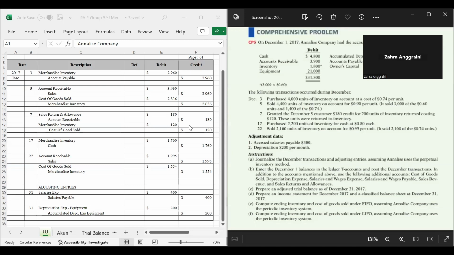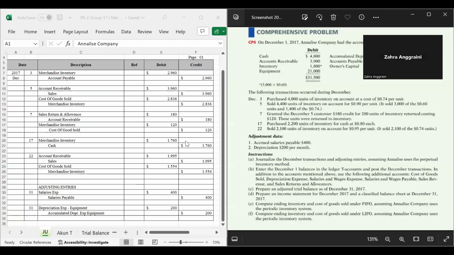The next transaction, on December 17, is the purchase of 2,200 units of inventory for cash at $0.80 each. So it is recorded in the journal with merchandise inventory in debit and cash in credit for $1,760.